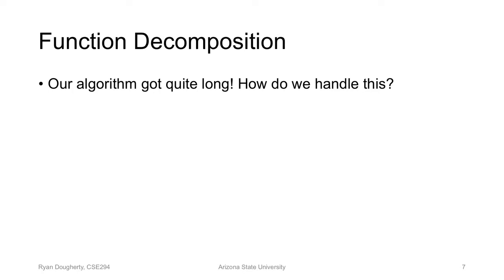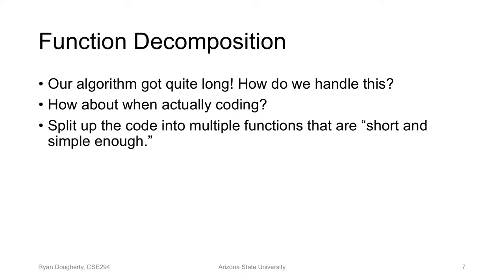Okay? Cool. So our algorithm was quite long. It was on 2 separate slides. So how do you think we should handle this? How do you actually do it when you code? If a function gets pretty long, what do you do? Make more functions, exactly. So we split up the code into more functions that are short.